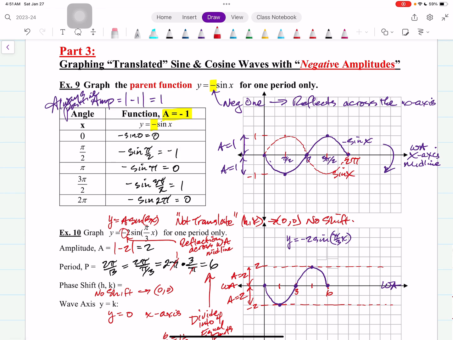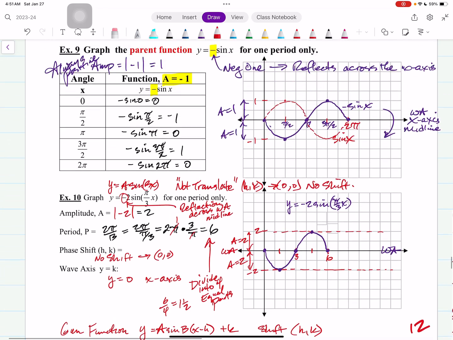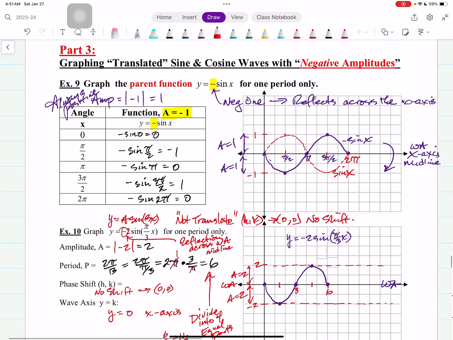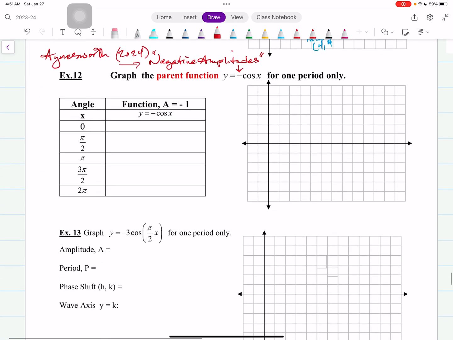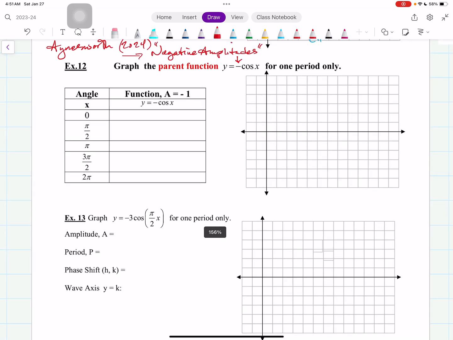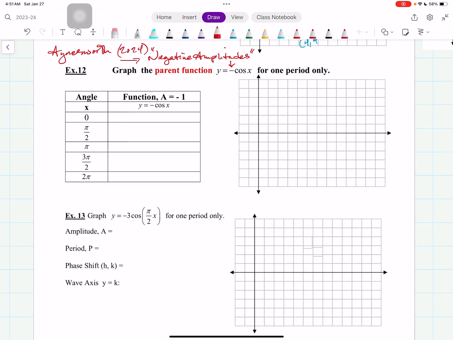So we're in part 3, graphing sine and cosine waves translated now, but with negative lead coefficients or negative amplitudes. We talked about how these are reflections over the wave axis or over the midline. So let's get in with some examples with cosine, because quite a few students are having difficulty. Let's dive a little bit deeper. Before we do, though, I'm going to approach this a couple different ways. Everybody thinks differently, so I'm going to teach this 2 different ways.